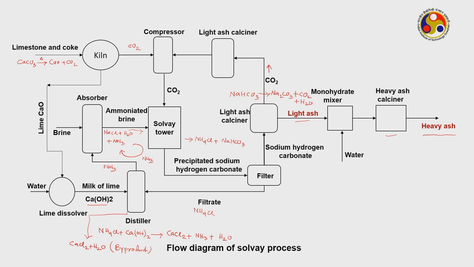Okay, this was the entire Solvay process which is used in industries worldwide. If you see again, CO2 is consumed here, produced here, and again consumed here. So this becomes the CO2 cycle. So this is the lime dissolver, where calcium oxide plus water forms Ca(OH)2. This is the entire reaction sequence which is occurring.